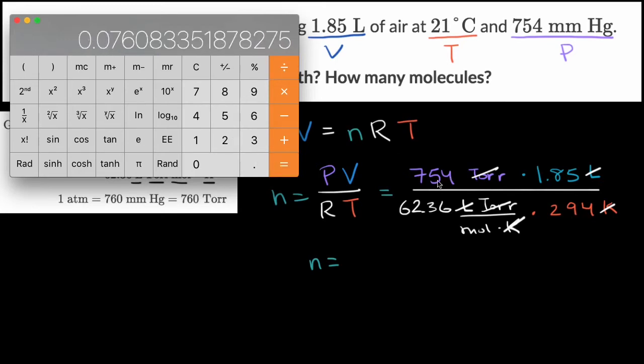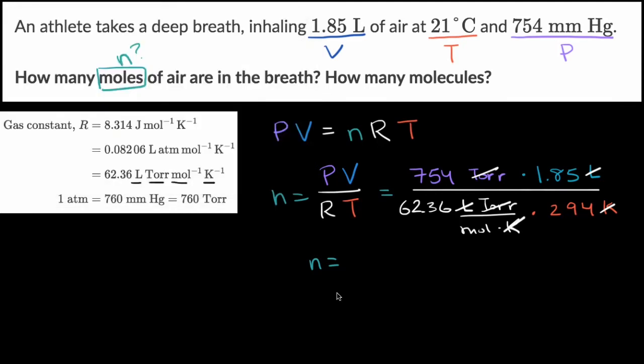And let's see how many significant digits we have. We have 3 here, 3 here, 3 here, 4 here. So when we're multiplying and dividing, we just want to use the fewest amount that we're dealing with. So I want to go to 3 significant figures. So 0.0761. This is going to be 0.0761. And I could say approximately because I am rounding, but that's 3 significant figures there. So that's the number of moles of air in the breath.